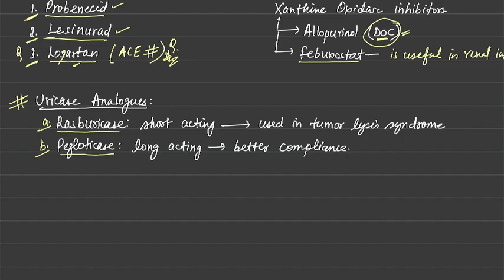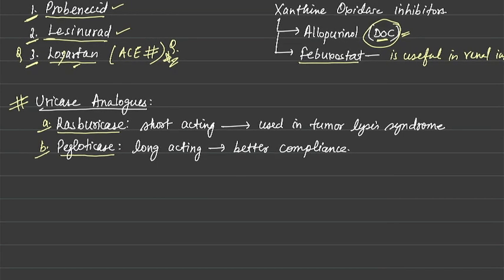Uricase converts uric acid into allantoin. Allantoin is even less toxic than uric acid. Uric acid is kind of toxic to joints, it is kind of inflammatory. So we convert uric acid to allantoin with the help of uricase analogs, right? Usually, uricase enzyme is present in birds, it is not present in humans. So we have uricase analogs which can convert uric acid into allantoin.